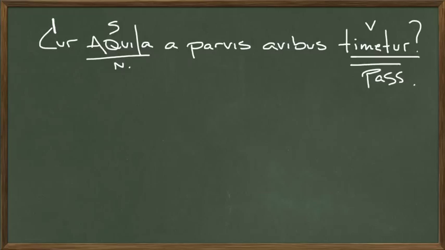So we have this prepositional phrase here. A is a preposition. Avibus is the object of the preposition. Parvis is an adjective describing avibus. And the whole thing is a prepositional phrase in the ablative case. And basically it is, why is the eagle feared, passive, by the little birds?